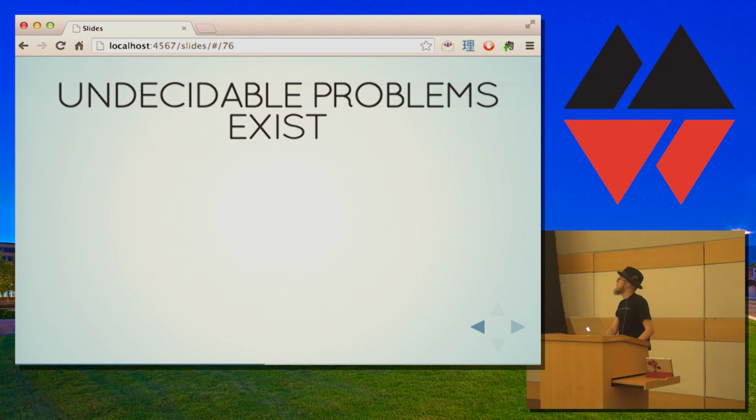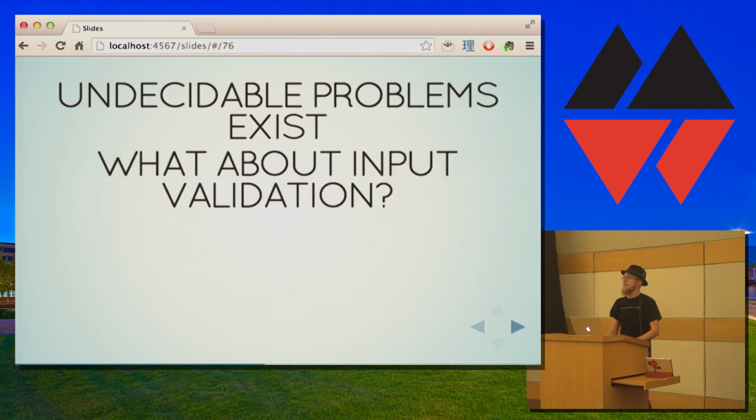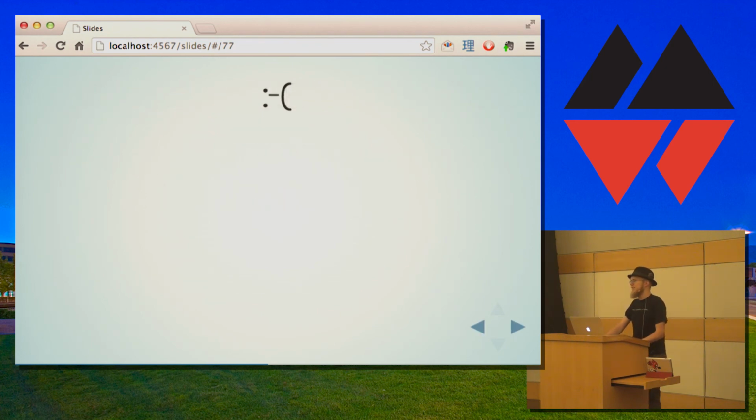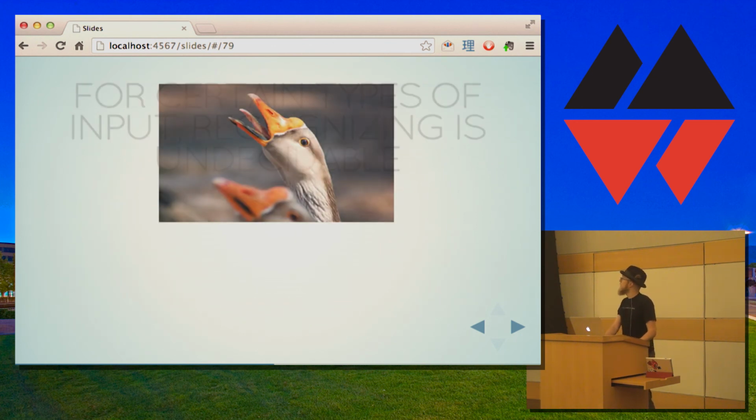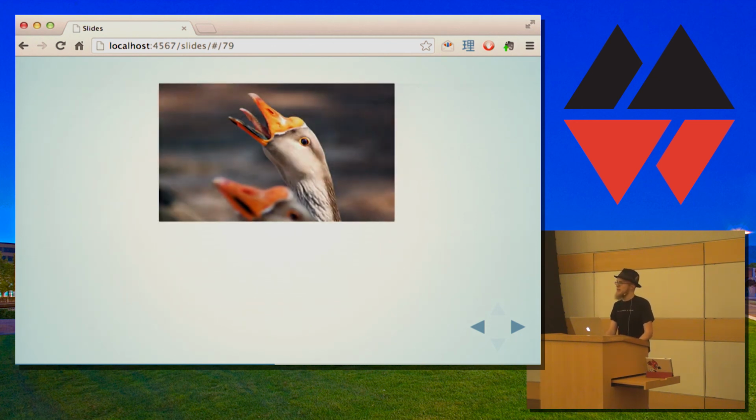So undecidable problems exist, but what does that have to do with input validation? Well, it kind of sucks. There are types of input that merely recognizing that input is undecidable. So if you try to parse something, that parse could just go forever, and it will never come back. So you don't want that in your applications. That's terrible.